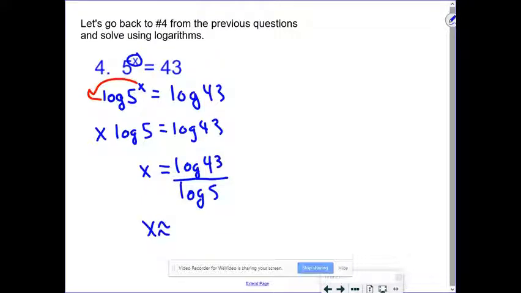That's my exact answer. My approximate answer, we thought it was like between 2.3 and 2.4. And it was 2.336, blah, blah, blah. If I wanted to round it to the hundredths, that'd be 2.34. But that's my exact answer. And that's my approximate, my decimal approximation.